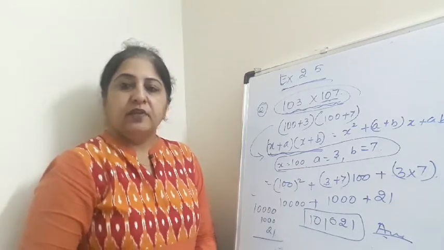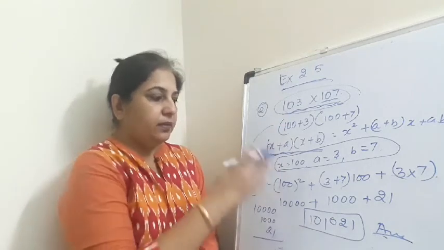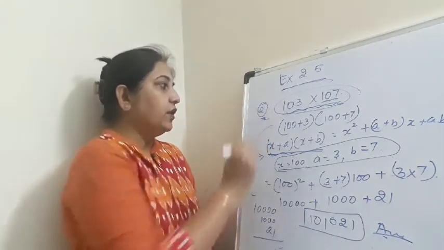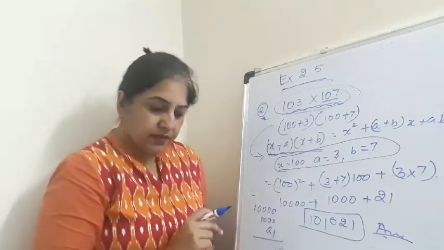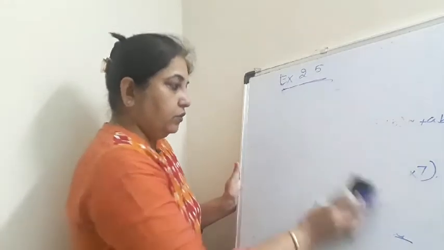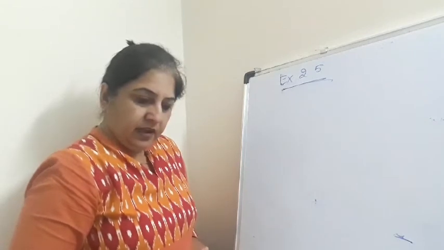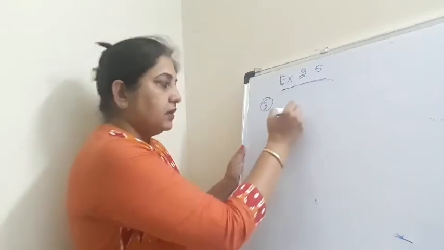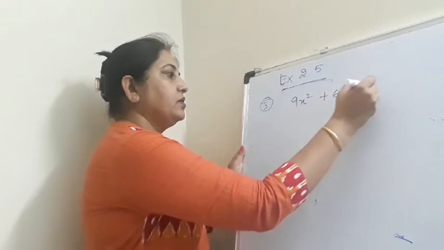As I told you, if there is a negative sign, you have to follow the correct sign and then proceed with the identity. So I hope you will be able to understand even question number 2, because these type of sums you have done in your previous class also, right? Now, question number 1 and 2 you will complete in your notebook, and we have question 3. Question 3 says 9x square plus 6xy plus y square.